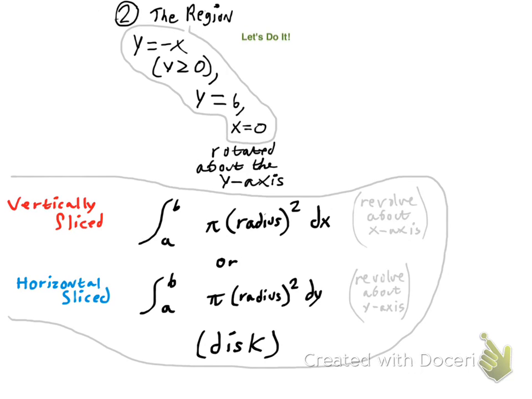But look here, the region given is y equals negative x. We're only concerned about positive range values. And then also, we are worried about everything inside, not just y equals negative x, but also y equals 6 and x equals 0. And then you take that region, rotate it about the y-axis, get your volume. Find the volume of whatever shape is formed from that.